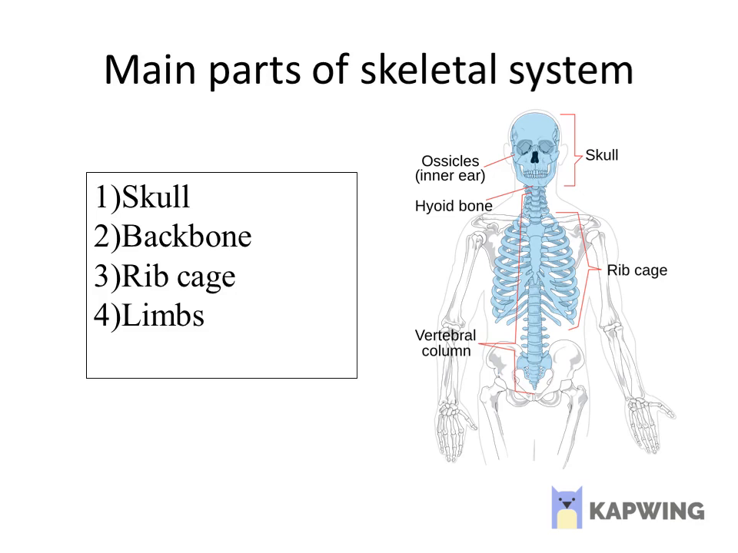Okay. Next topic is the main parts of the skeletal system. There are four main parts of the skeletal system: skull, backbone, rib cage and limbs. As shown in the figure, the skull is connected to the backbone, which is also known as the vertebral column. The rib cage and limbs are not shown here.